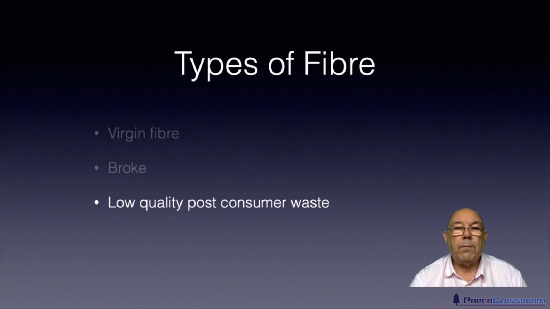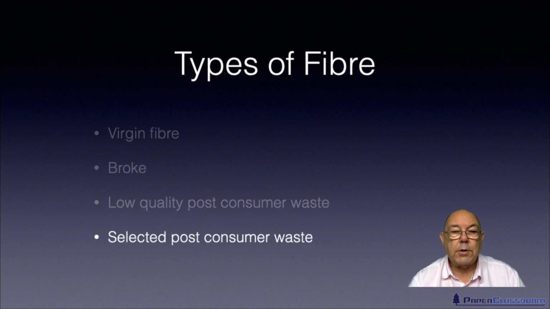Then you've got the lowest of the low, the worst of everything, mixed waste, low quality post-consumer waste that could contain anything. It might be cardboard boxes, it might be photocopy paper, it might be milk cartons, it might even be plastic bottles and glass bottles, wire, bits of wood and string. It's the worst of the worst, so you need a type of pulper that can deal with all that.